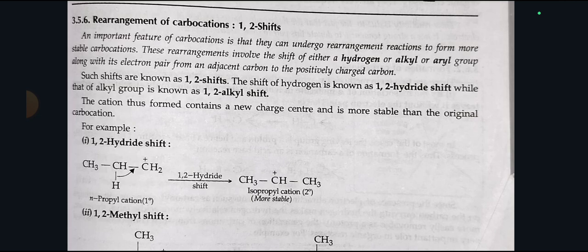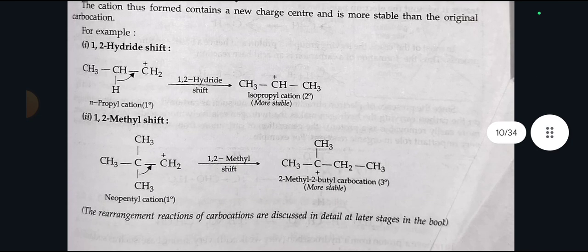For example, first, 1,2 hydride shift: CH3CH2+, propyl cation, 1 degree. In the presence of 1,2 hydride shift, it becomes CH3CH+CH3, isopropyl cation, 2 degree, more stable.